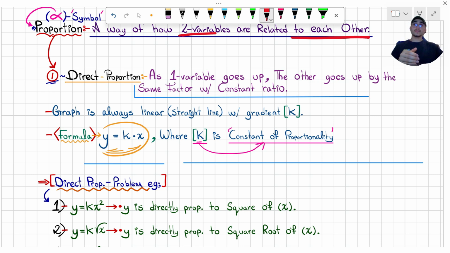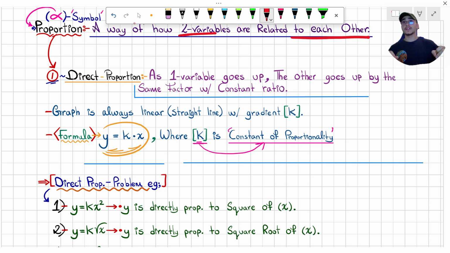If you add temperature at, let's say, a scale quantity of 5, then the evaporation rate is going to increase at a scale quantity of 5. If you decrease temperature at a scale quantity of 5, the evaporation rate is going to decrease at a scale quantity of 5. So directly proportional means as one variable increases, the other one also increases by the same rate. They're parallel to each other.